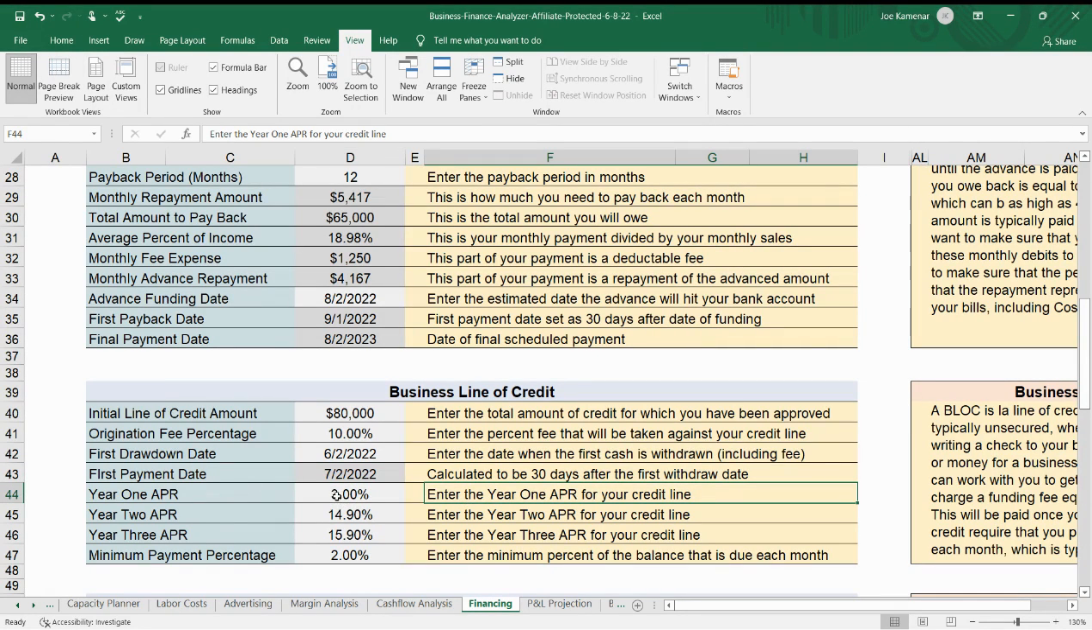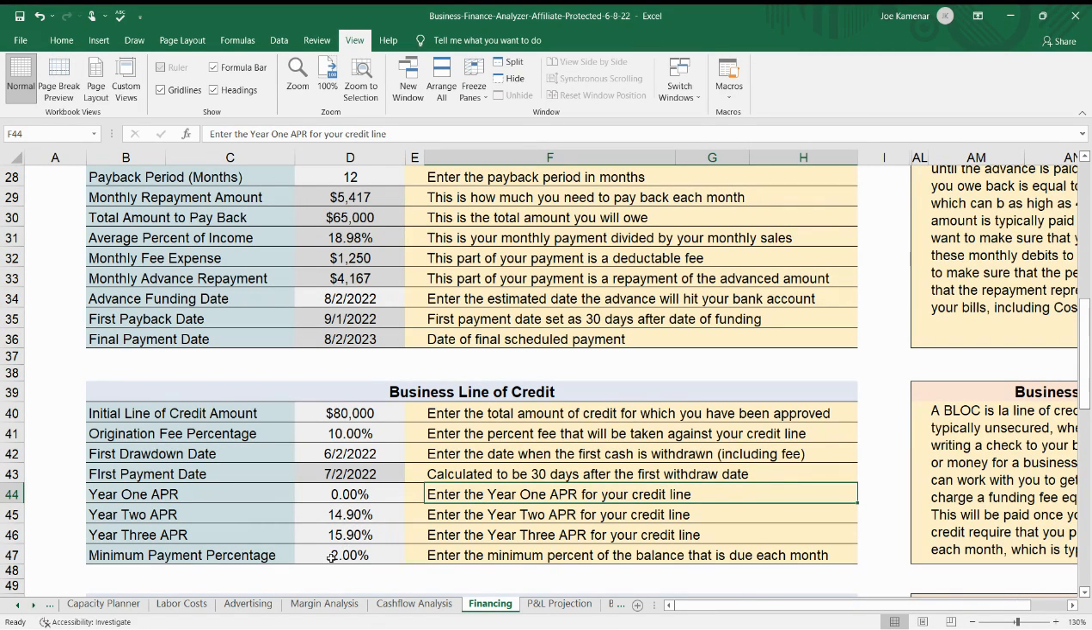And year one APR, year two. What's beautiful is some of these business lines of credit, your first year interest rate is sometimes 0%. That's really good. So that kind of negates the cash advance fee, the origination fee that you have to pay. So let's say, and then it goes up to, let's say, 14 and then 15.